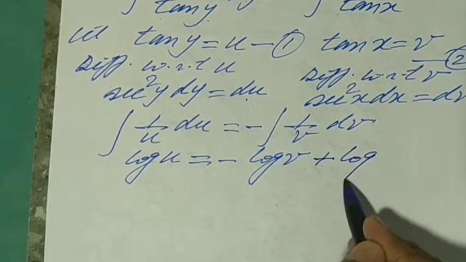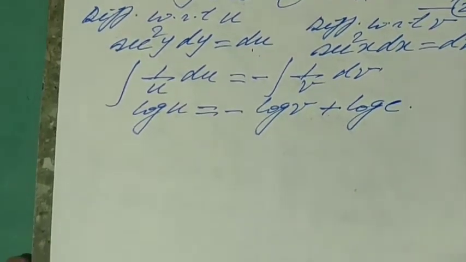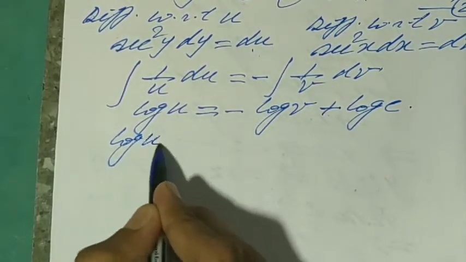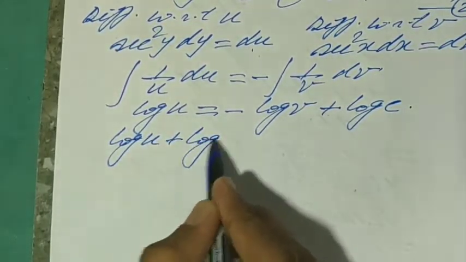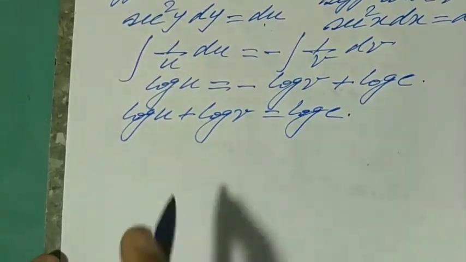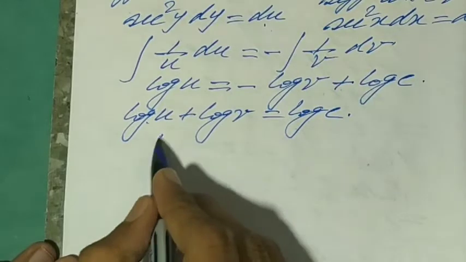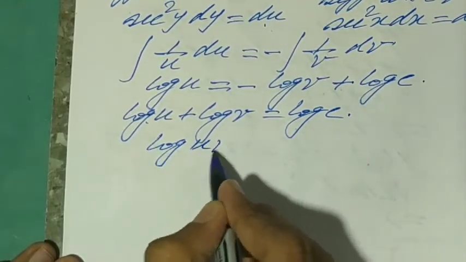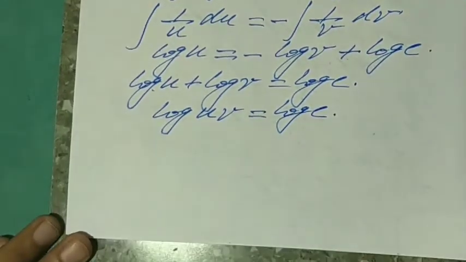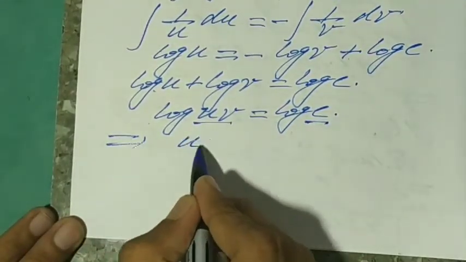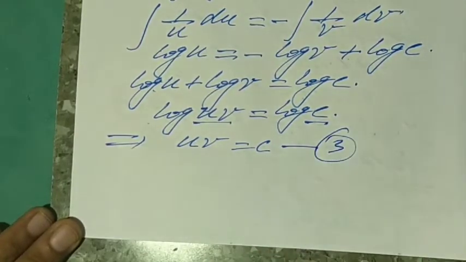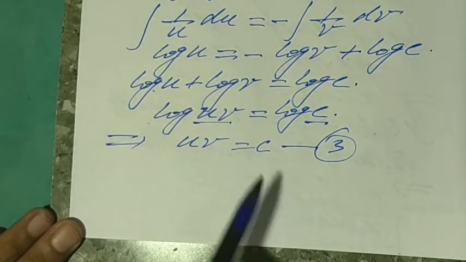plus the constant term should be taken as log c. Transposing log v to the left hand side, we get log u plus log v is equal to log c. Log u plus log v becomes log u into v is equal to log c as it is. So it implies that uv is equal to c. So let it be equation number 3. So no further simplification is possible now.